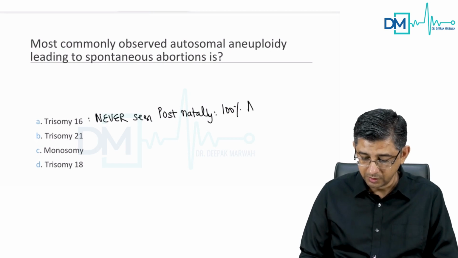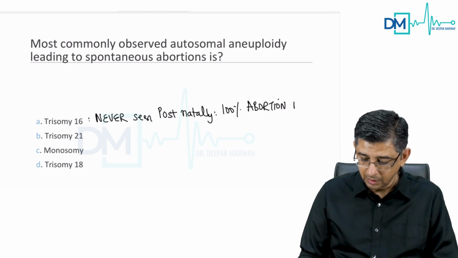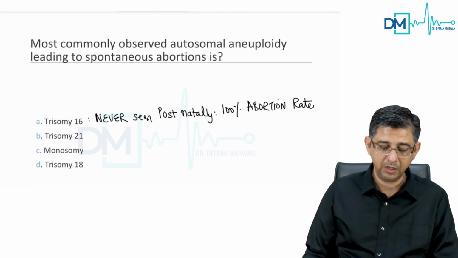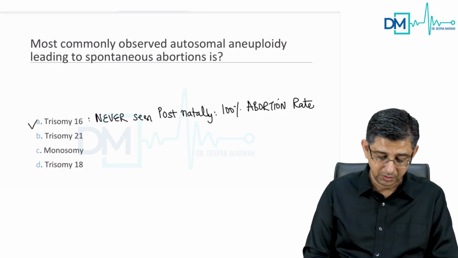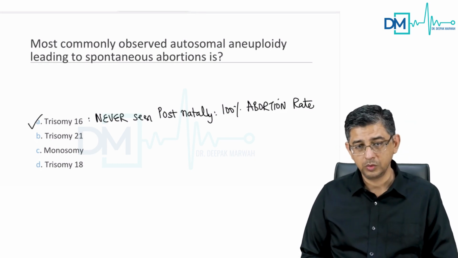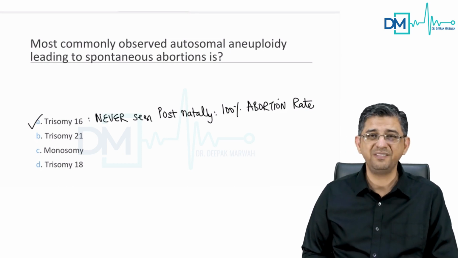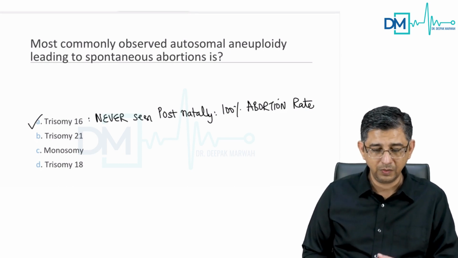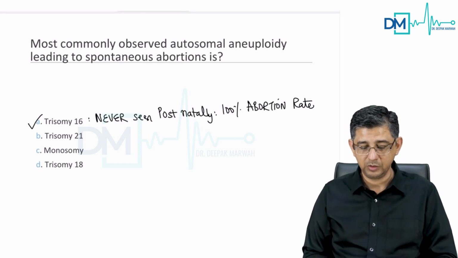So nature has created its own mechanisms of destroying defective babies, and that is why the question said autosomal aneuploidy leading to spontaneous abortions. The answer is A. Down syndrome, monosomies, or trisomy 18, we do see clinical cases. So this is, I would say, a fact-based question. In this one, ruling out options is not the way to go forward. It's just a fact that has to be remembered.